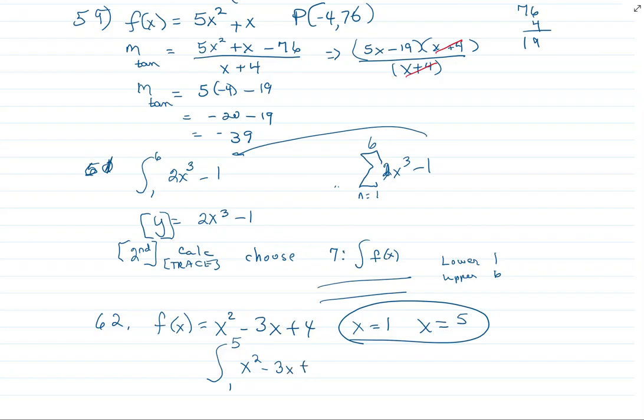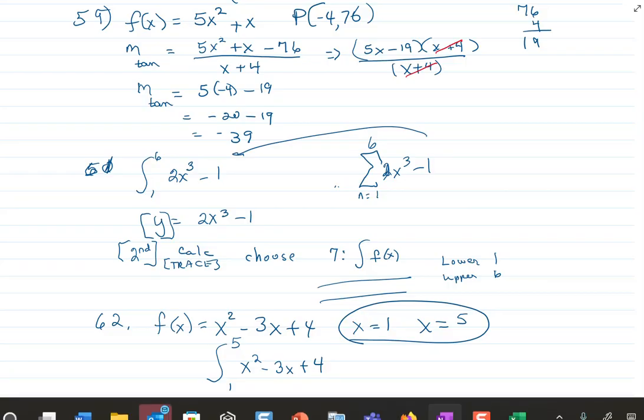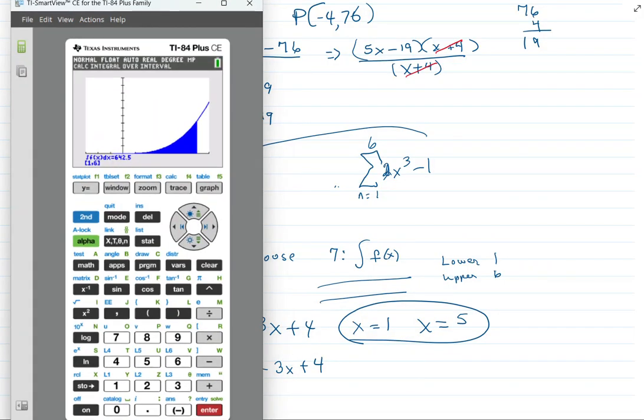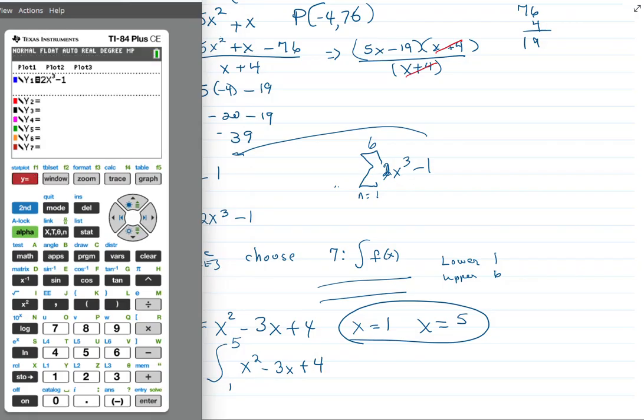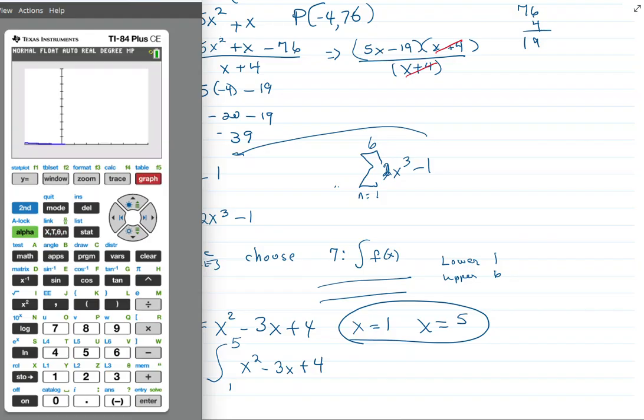That's all I want. I mean, we did play with it in class. Okay, and I'm going to put in x squared minus the 3x plus 4. And then I'm going to graph it. And I need to go zoom 6, sorry. Make sure I can see it. There it is. Okay. And then I'm going to do second trace, number 7. The lower is 1, and the upper is 5.